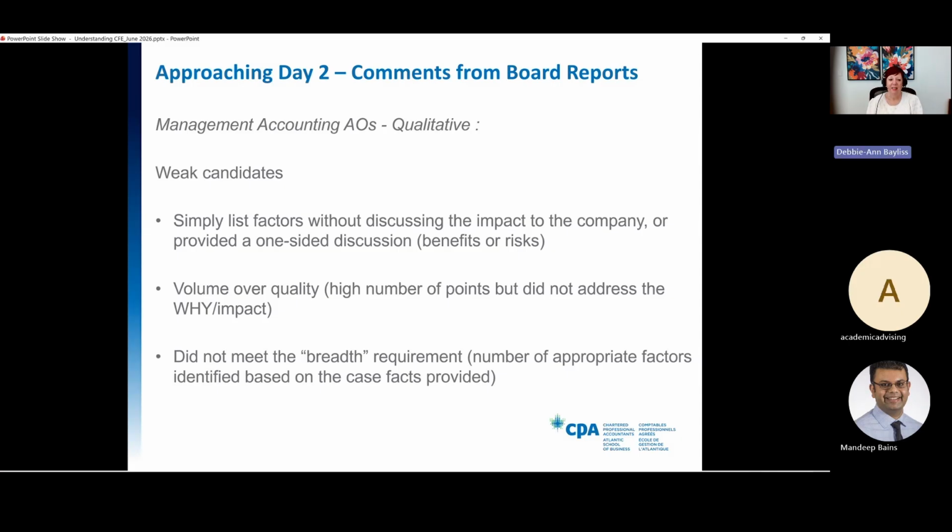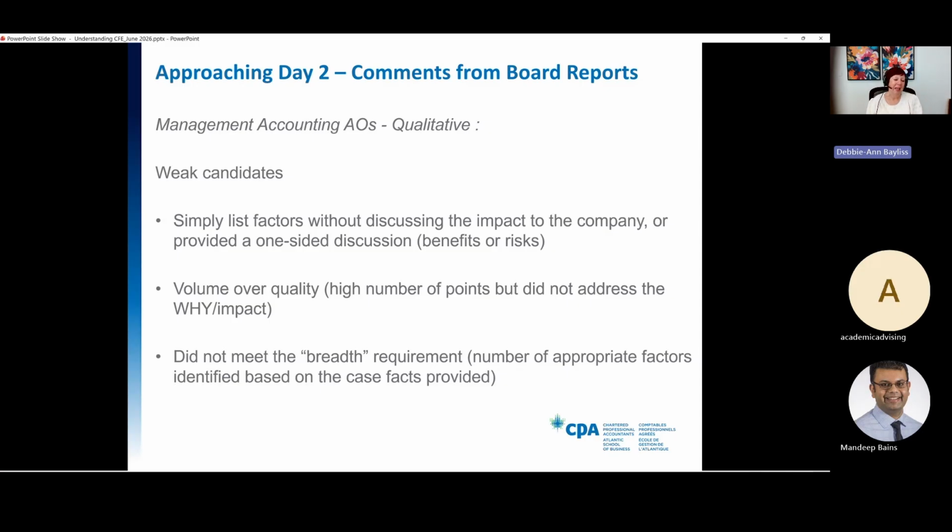On the other hand, weak candidates simply listed the factors. They just restated the case facts. They didn't discuss the impact to the company, or they conducted a one-sided discussion. As CPAs, we need to have an objective discussion. We need to talk about both the positive and negative reasons for implementing an option.